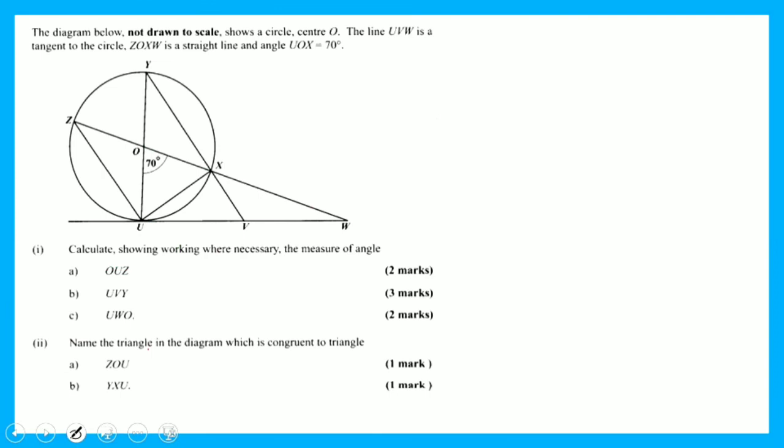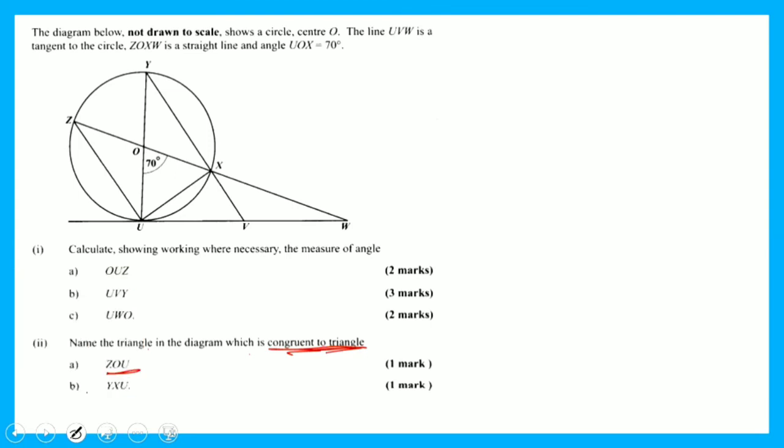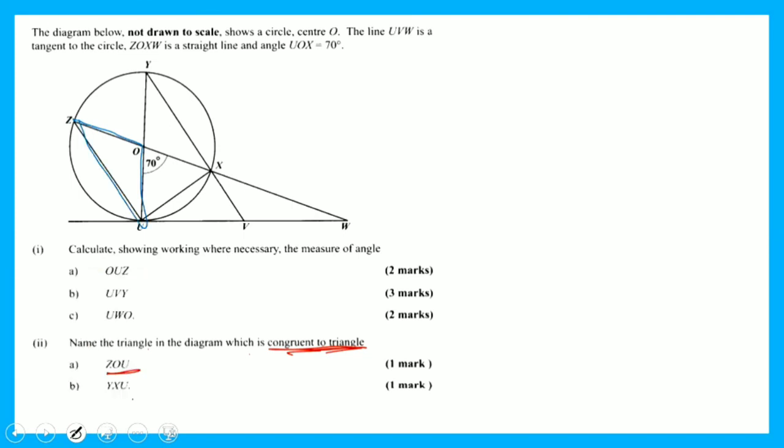Now this says name the triangle in the diagram which is congruent to triangle ZOU. And when you think congruent, you just think equal to. In both triangles, all the angles are going to be equal, and the sides are also going to match in sizes. So the triangle is equal. That's it. All right, ZOU. That's this triangle. Which triangle looks exactly like it? That's going to be this one, YOX.